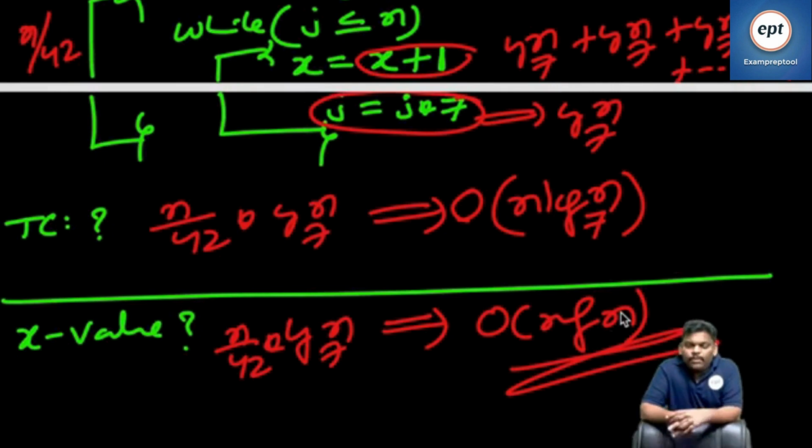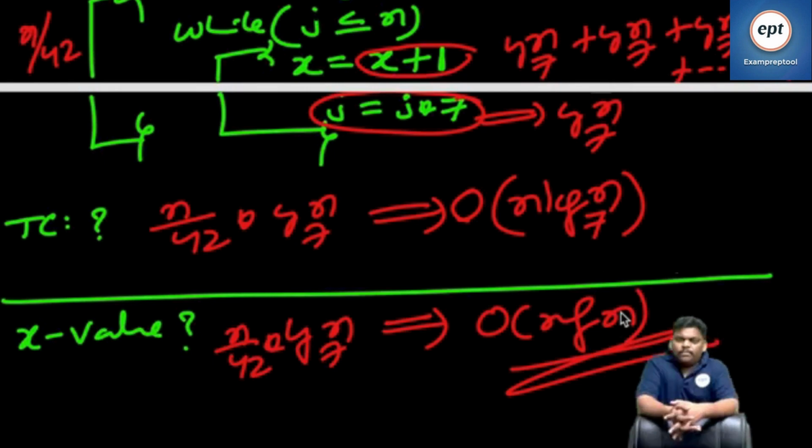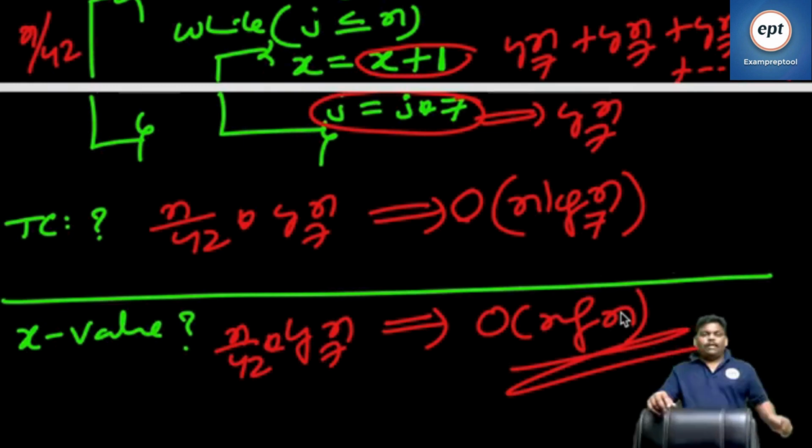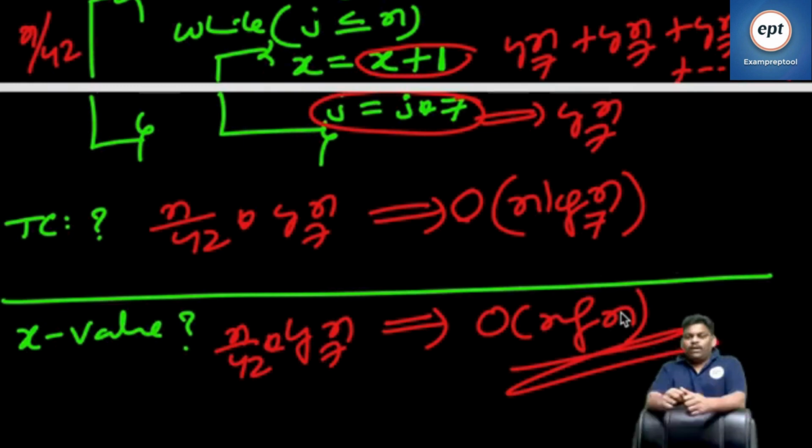Time complexity is also the same, and the x value is also the same. Can I move to the next problem? Are you okay with this? Check once.